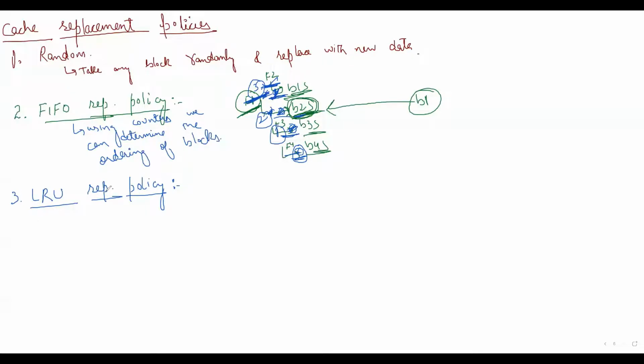Okay. Now let's see the least recently used policy. As I said, this is the most efficient policy. What is this doing? Let's suppose I have these blocks. These all were filled blocks, and now I have to replace one of these blocks. Least recently used is saying that I will see which one of these four was the least recently used.